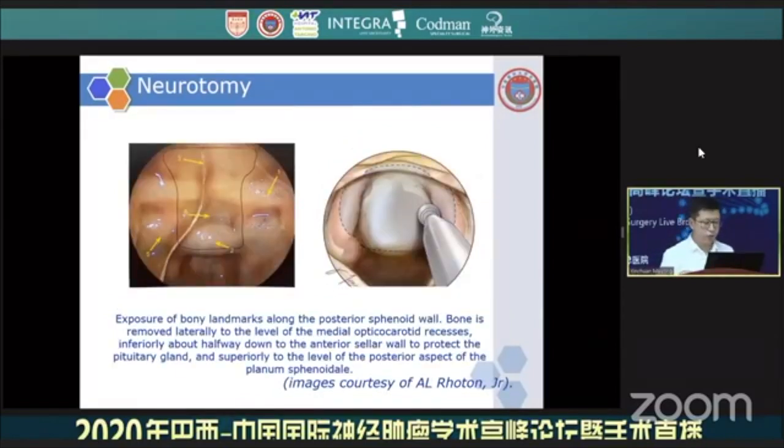Expose the bone landmarks along the posterior sphenoid wall. Bone is removed laterally to the level of the medial optic-carotid recesses, inferiorly about halfway down the anterior sellar wall to protect the pituitary gland, and superiorly to the level of the posterior aspects of the planum sphenoidale.